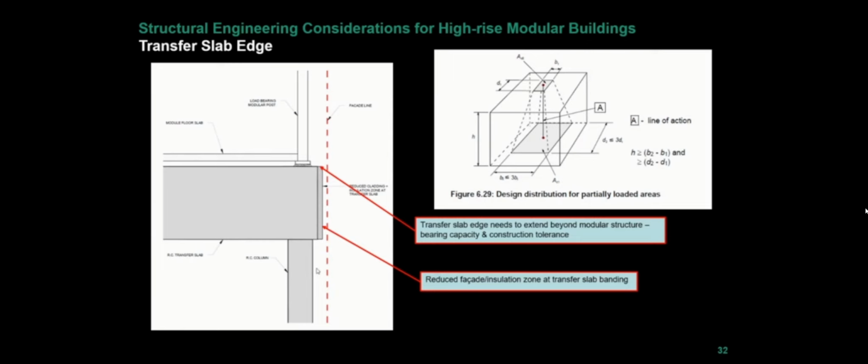So it's almost always the transit slab needs to be at least a minimum 200 mil thick, or 200 mil beyond the bearing plate of your module to give construction tolerance and allow the bearing stresses to be actually feasible. And it generally squeezes your facade zone just locally at the transit slab level relative to your typical module slab zone. So some special consideration for installation and cladding finish is needed.